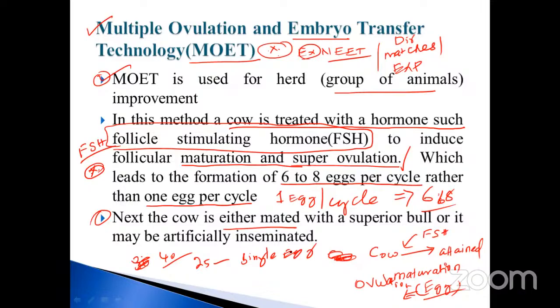See here, my dear students. For example, a cow, when you are introducing the FSH, follicle stimulating hormone, isn't it?